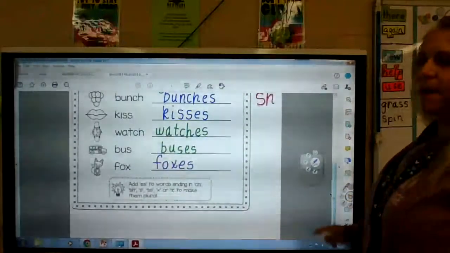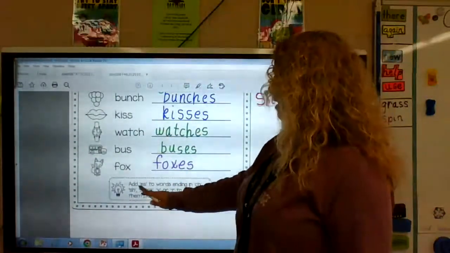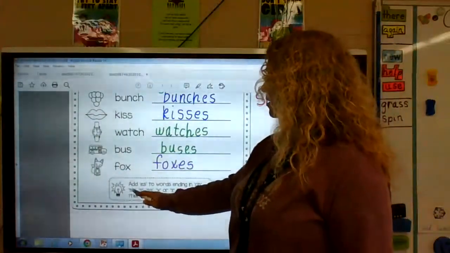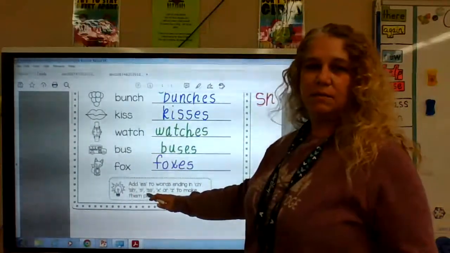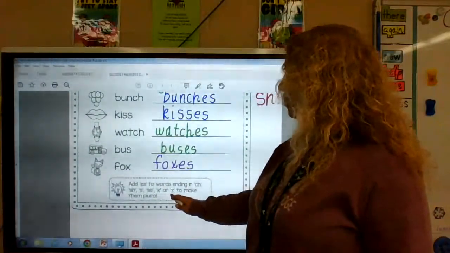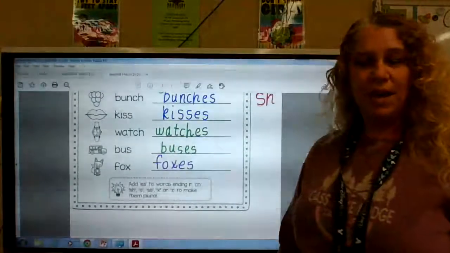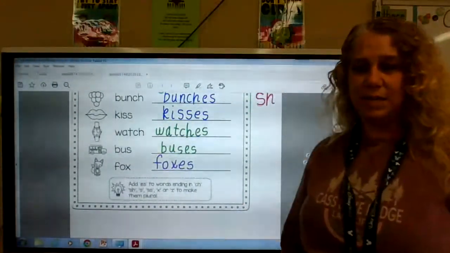Okay, then at the bottom, it just reminds you what we were talking about. Add ES to words ending in CH, SH, S, and SS. They both end in S. X, and then it says or Z. So if a word ends in Z, you have to add ES. You hardly ever see words that end in Z.